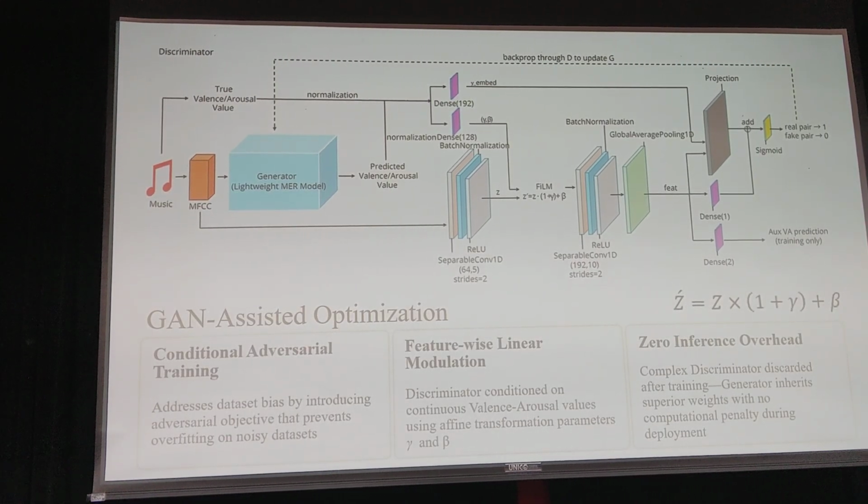The complex discriminator is discarded post-training, leaving a high-precision, zero-overhead inference model.